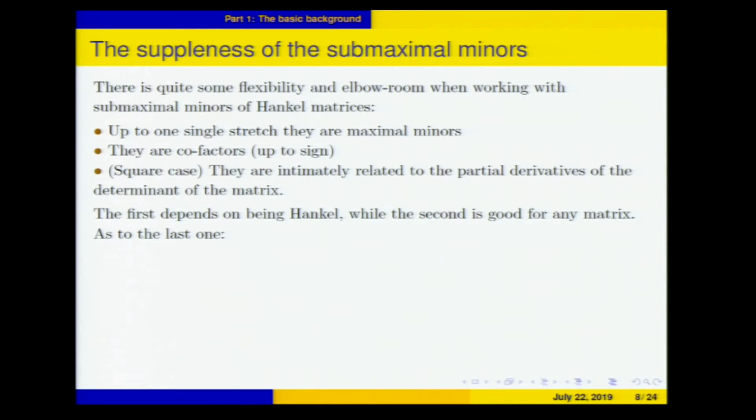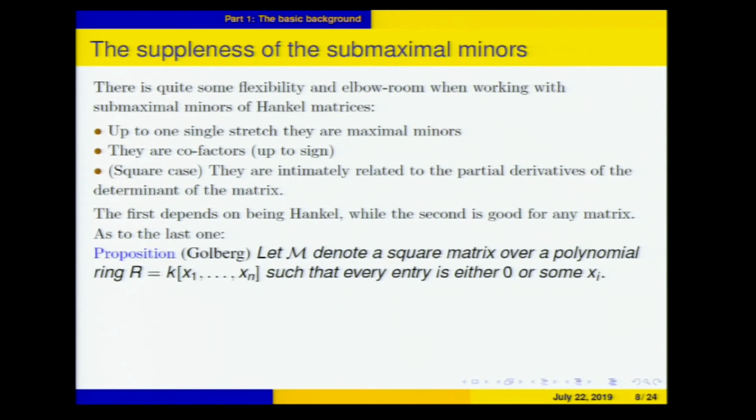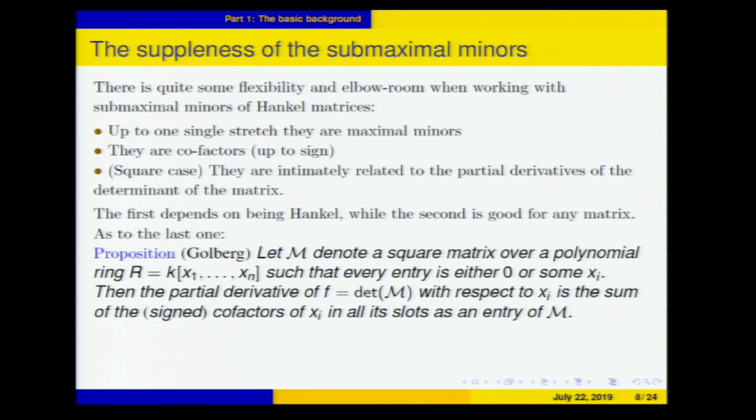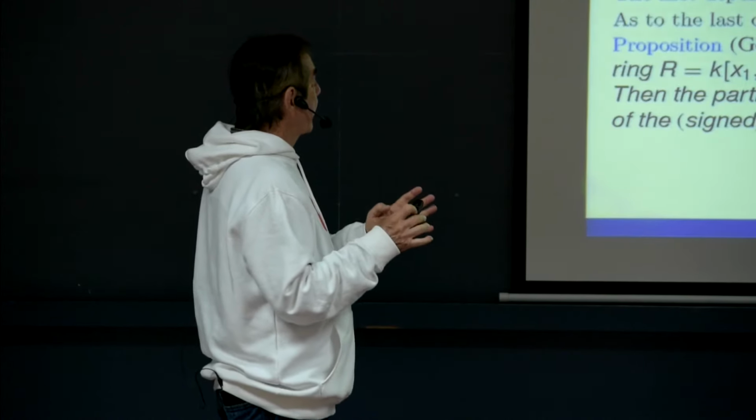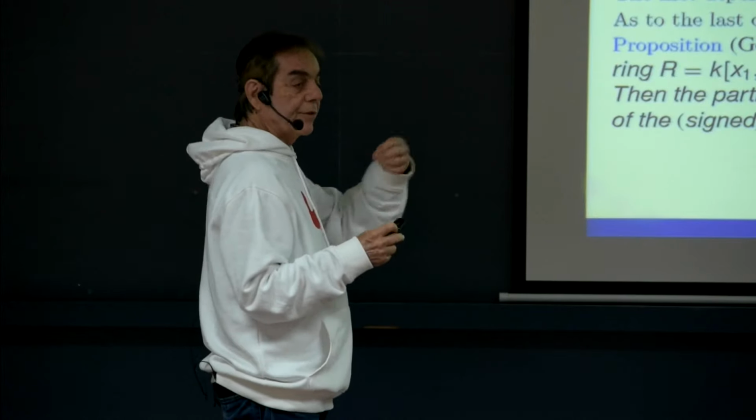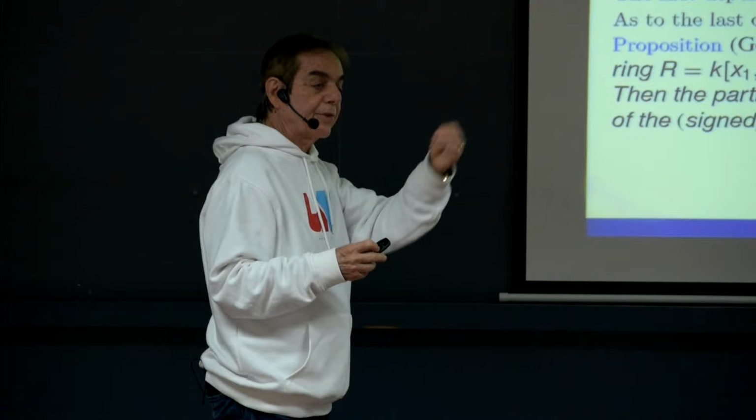The first one depends on being Hankel, I already explained. It's completely false for any other kind of matrices, unless, I don't know, unless it is Toeplitz. While the second is good for any matrix. The last one is an interesting result, which you may not think about. It goes like this. If you take any square matrix such that the entries are either variables or zeros, then the partial derivative with respect to any variable, you sum up the cofactors with sign of this variable in all slots that it appears as an entry.